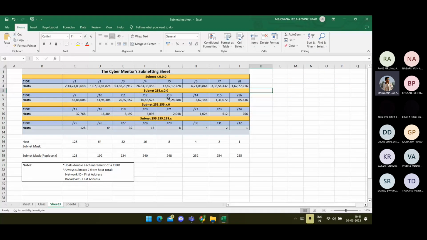Okay, so now we will start with subnetting. If you have used nmap, you will have seen that an IP address is written in this format. For example, 192.168.0.1/24. This 24 defines the subnet mask of an IP address.